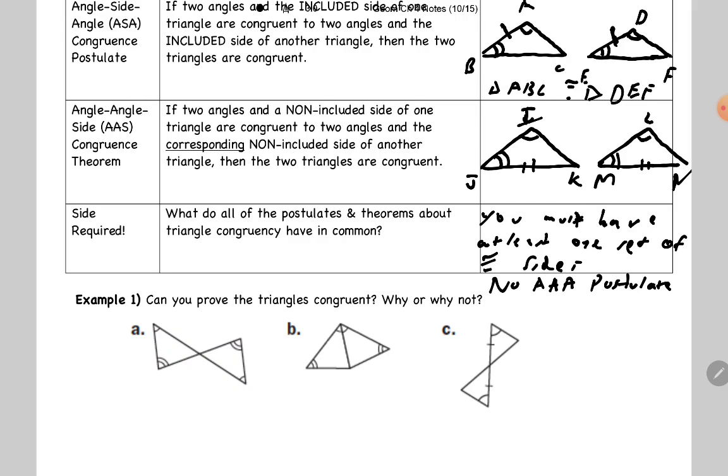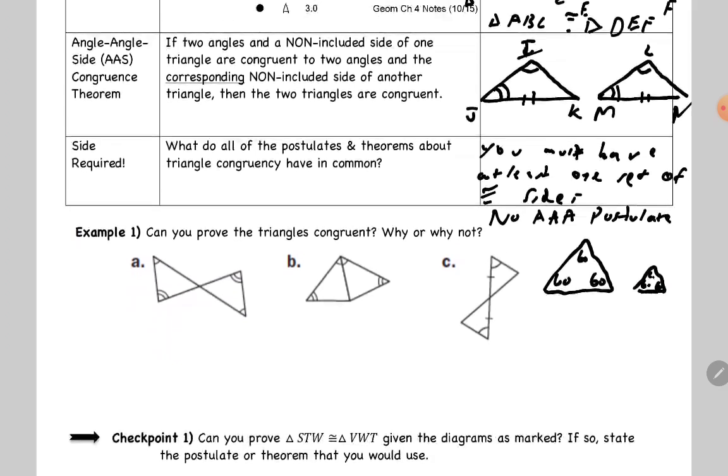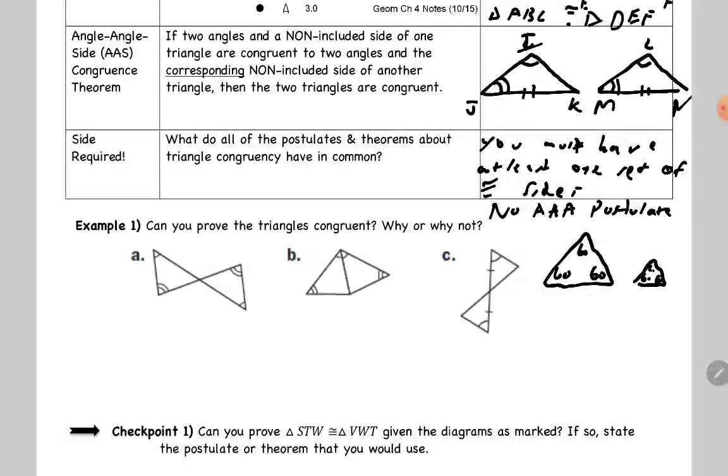And let me show you why there is no AAA. Let's say we have a big triangle. And let's say that these are all 60 degrees. And then we have an itty bitty triangle. But everything's still 60. So you can have all the angles be the same, but the triangles don't have to be the same. So can you prove that these triangles are congruent?